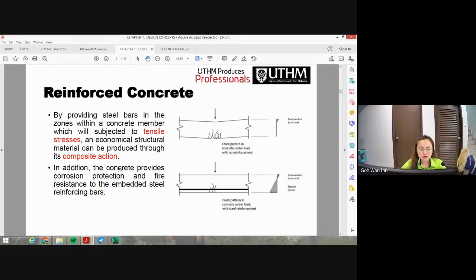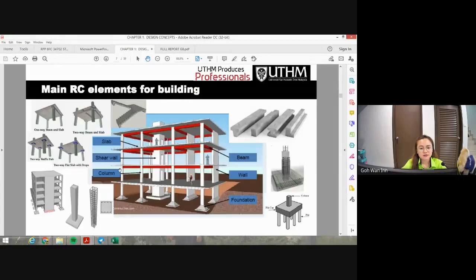So now is the time for you to combine all you learned before, from the engineering materials to the mechanics of materials, from the structural analysis into this subject. Okay, so main RC elements for building, you can see the main elements. You have slab, beam, shear wall, columns, walls, and foundations. And then you can see that from the columns to the pile cap to the pile, the loadings then distribute to the hard rock area. So we go to next.